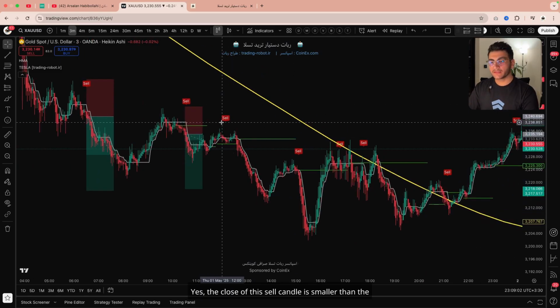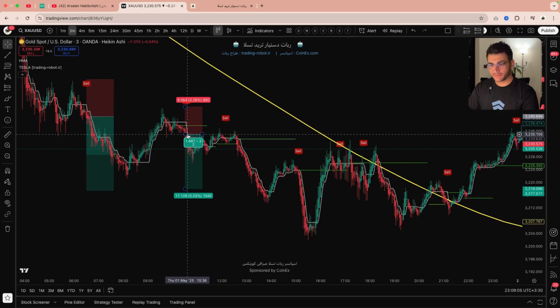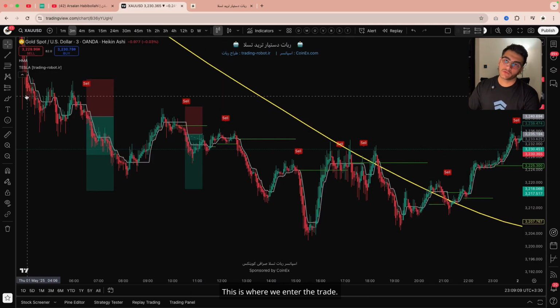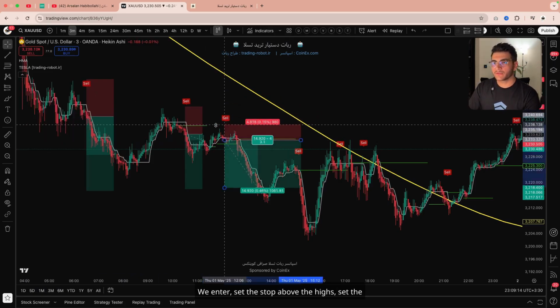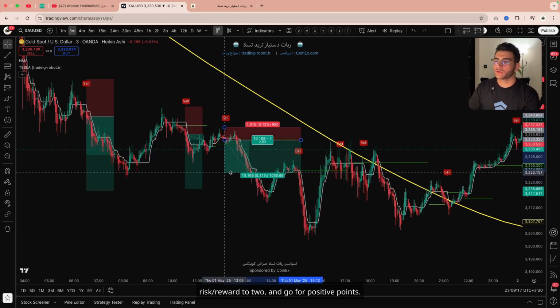Yes, the close of this sell candle is smaller than the close of that candle, right? Yes, meaning it's a bit smaller. So it's here, right? This is where we enter the trade. Short position, candle close. We enter, set the stop above the highs, set the risk reward to 2, and go for positive points.